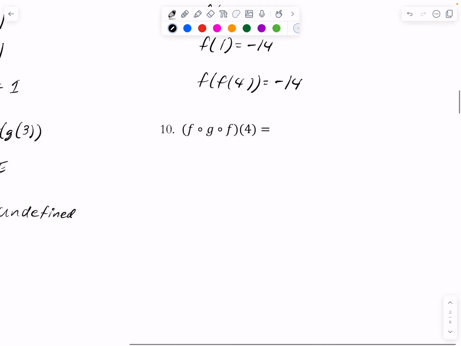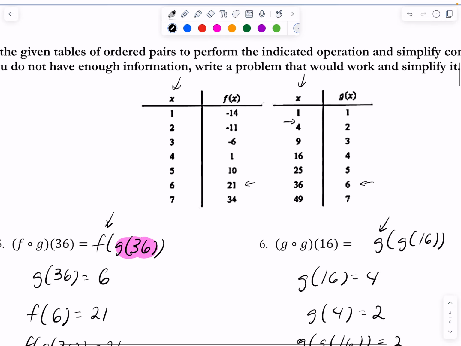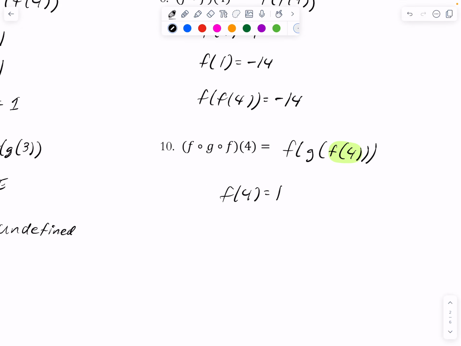All right, last one on this page. F of g of f of 4. Nice. So we've got composition within composition. So again, work inside out. Just focus on the f of 4 first. F of 4 is 1. Now that's going to plug into the next one as you're moving inside out.